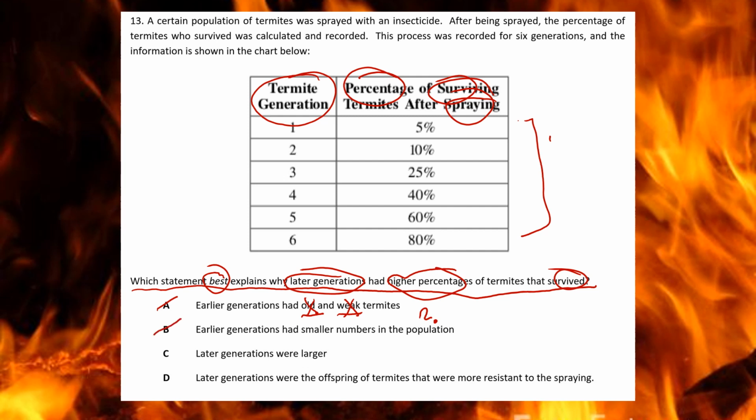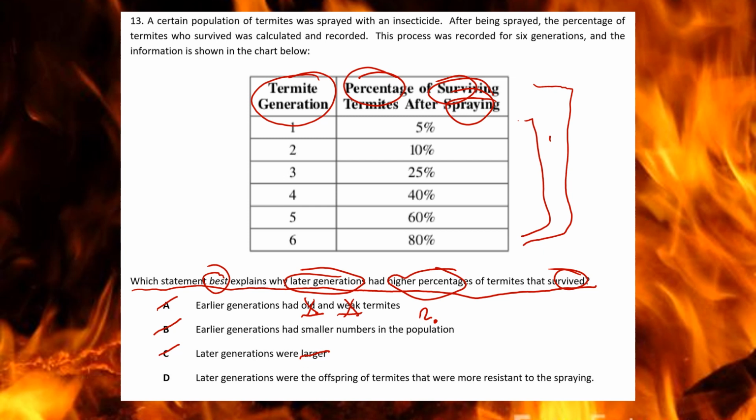Later generations were larger. Again, do we see anything in this table that says anything about the size of the termites? And the answer is no. We know the percentage surviving after spraying. So there's nothing here that talks about size. So we have no idea. They may have actually been smaller. So we can't use that answer.